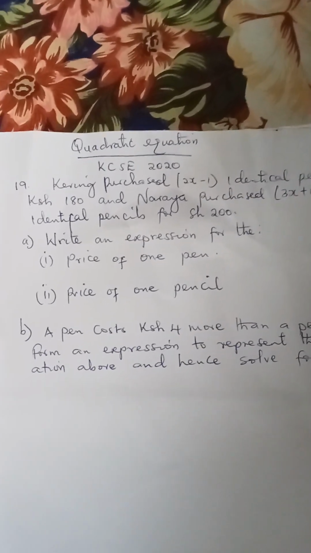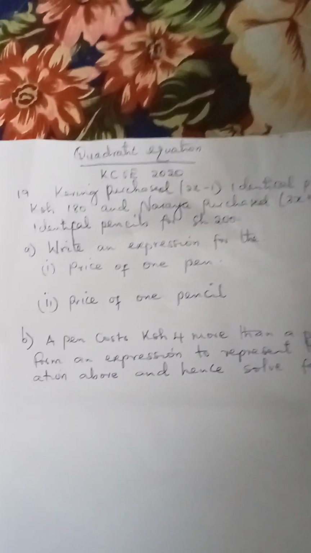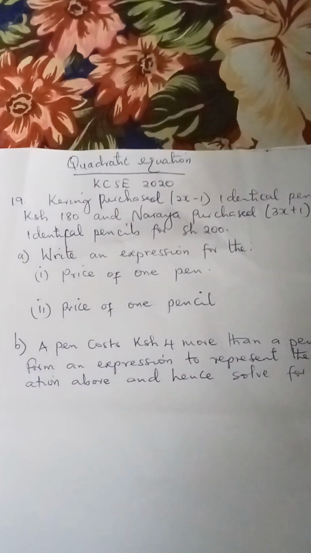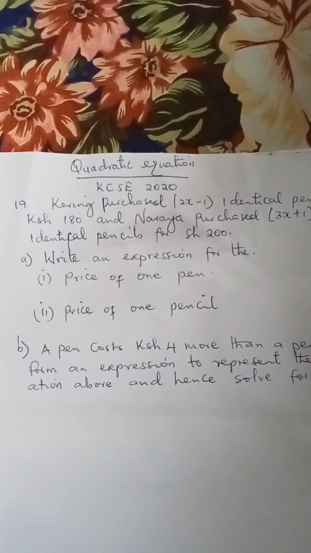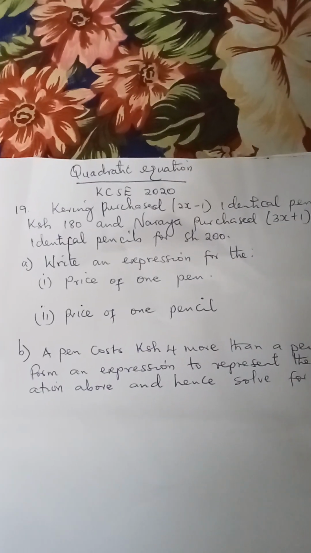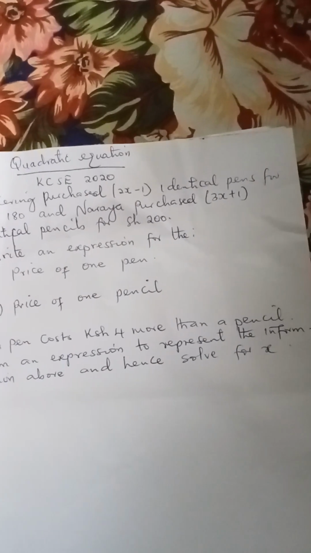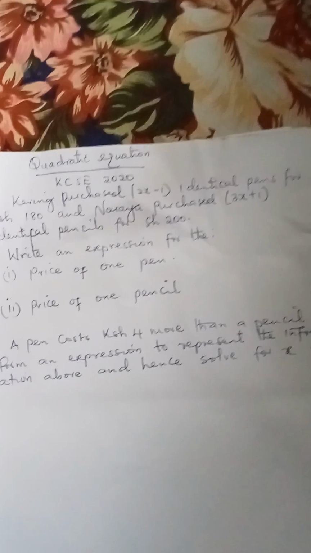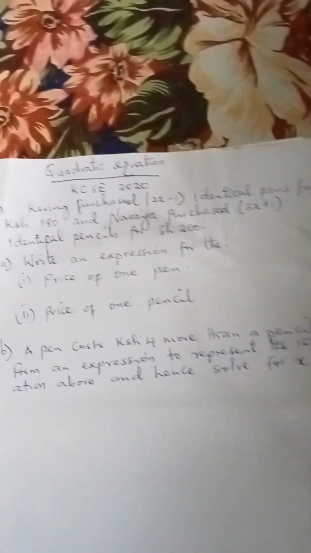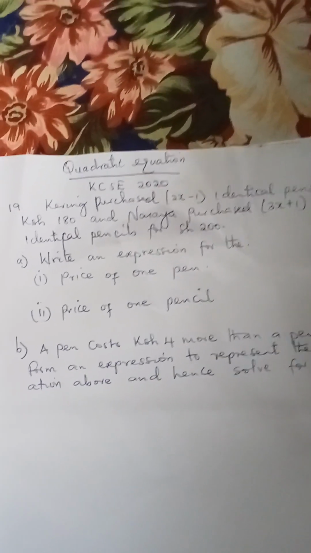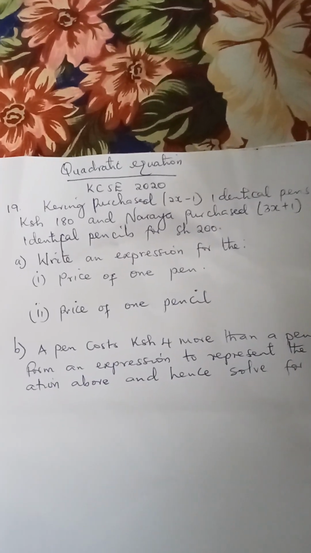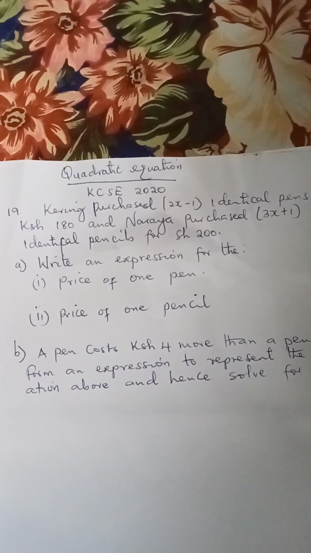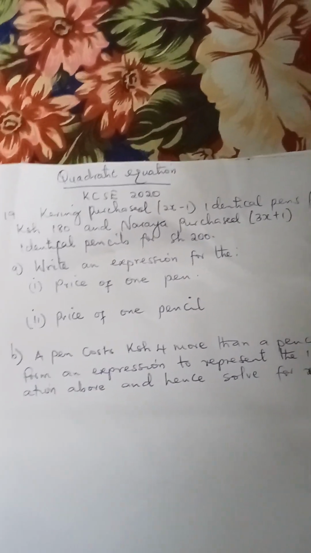Here we have KCSE 2020, a quadratic equation, and it is number 19. We are told Kering purchased 2x minus 1 identical pens for Kenyan shillings 180, and Araya purchased 3x plus 1 identical pencils for Kenyan shillings 200. Part 1 of the question, which is part A, write an expression for the price of 1 pen.